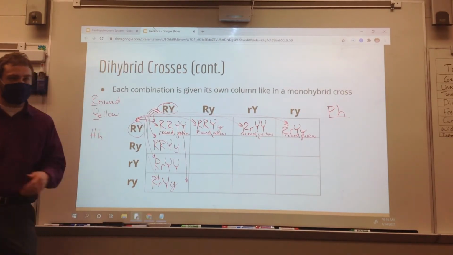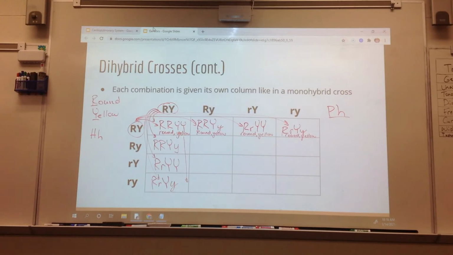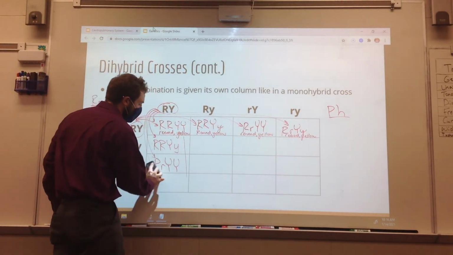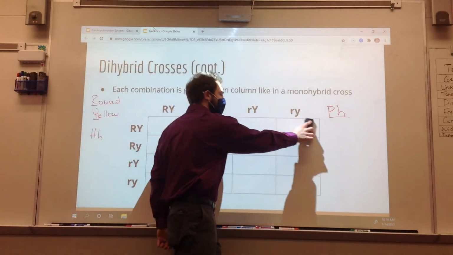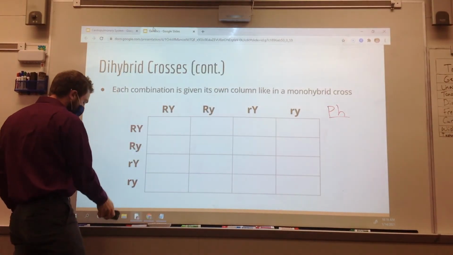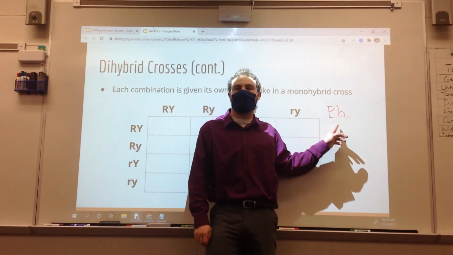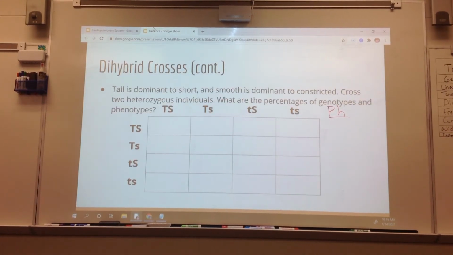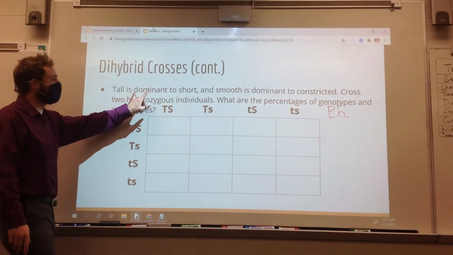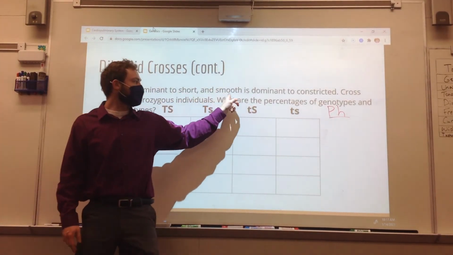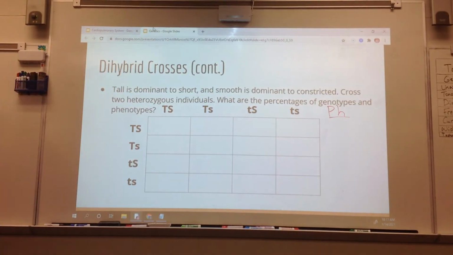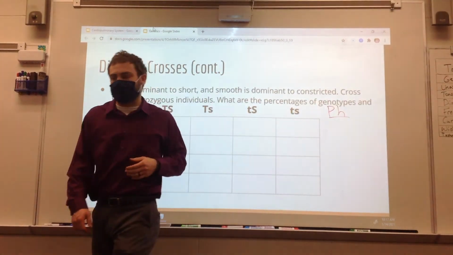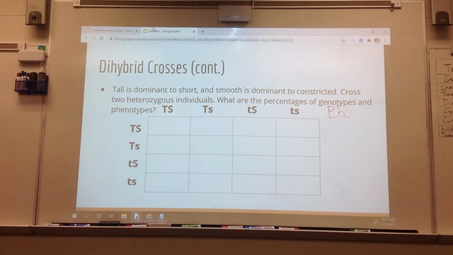Okay, we ready to do one on our own here? Okay, so what I want you to do, you're gonna do it on your own, and then check your Punnett square with a partner. And then you're going to come up with the phenotypic ratios that we see here. So, we're using Mendel's pea plants here. Tall is dominant to short. Smooth is dominant to constricted. And we are crossing individuals that are heterozygous for both traits. So, ignore the genotypes. Just give me the phenotypes and the correct Punnett square. Give you some time to do that.